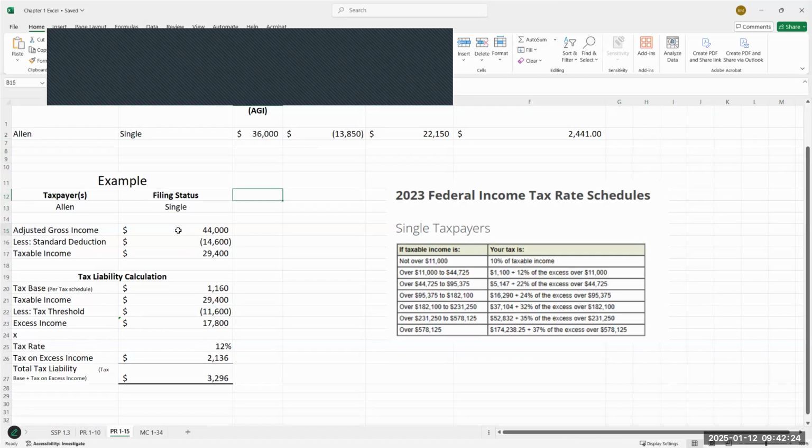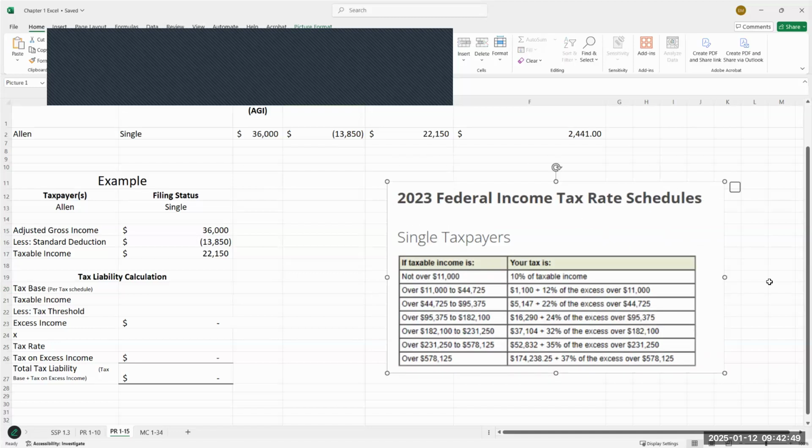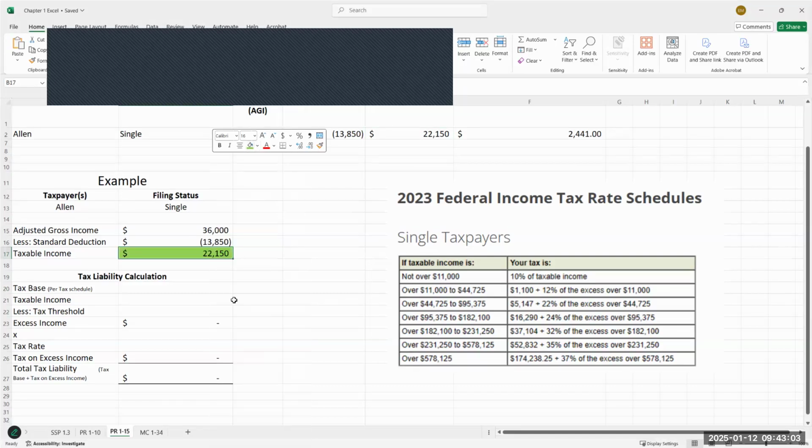So for Alan, the adjusted gross income was $36,000. The standard deduction was $13,850. So that is how we calculated this $22,150, right? So based on this information, we see here that this is the tax rate. Again, we looked at the tax table prior. So here it's saying for a single individual, if their income is over $11,000, but less than $44,725. So based on Alan's situation, we see that his taxable income is $22,150. So he falls within this range.